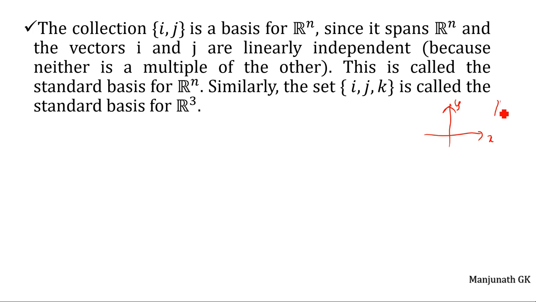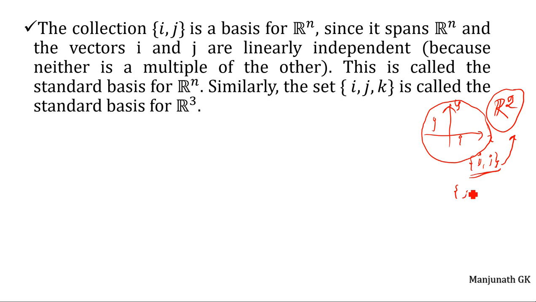In the XY plane, called R2, there is a unit vector i along the x-axis and a unit vector j along the y-axis. i and j are always the basis for R2 because they are linearly independent. i cannot be represented using j, and j cannot be represented using i, and a linear combination of those two will always fall in this space. The set of vectors i and j is the standard basis for a two-dimensional space.